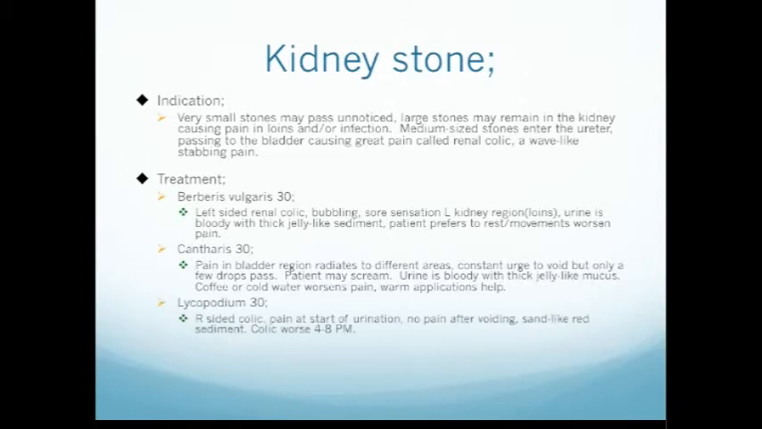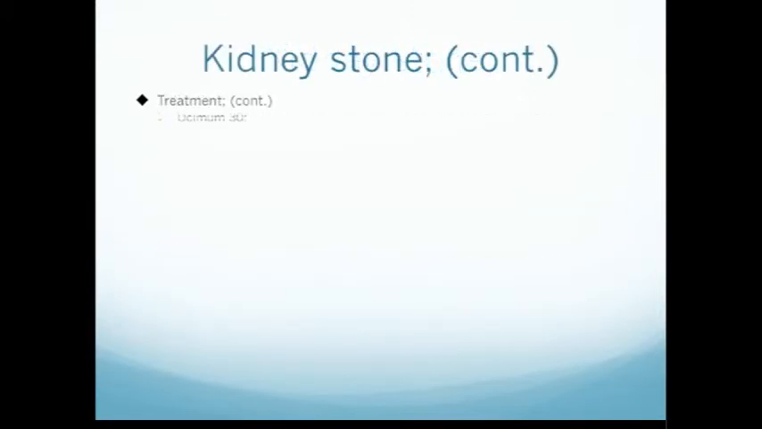Lycopodium 30. Right-sided colic with pain at the start of urination. No pain after voiding. There will be a sand-like red sediment. The colic will be worse from 4 to 8 o'clock in the evening. Ocimum 30. This is useful for right-sided pain with cramps in the loins, a musk-like odor, sand-like sediment. It works best for uric acid stones.